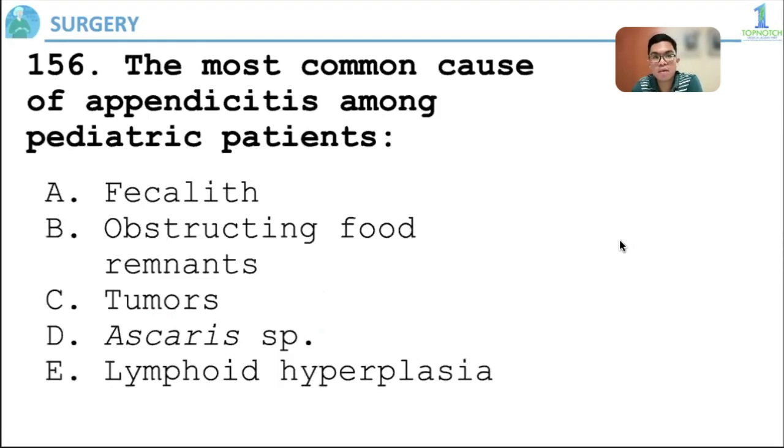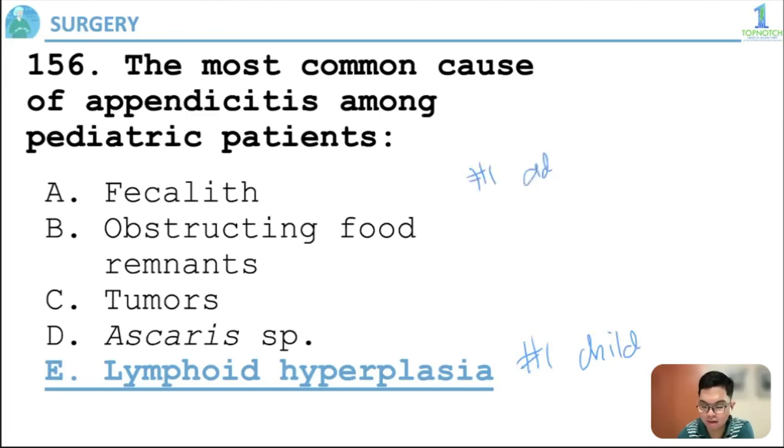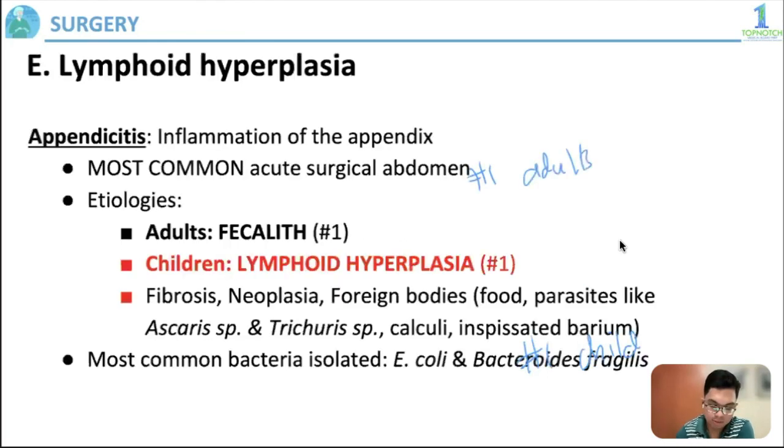So the next most common cause of appendicitis in children is lymphoid hyperplasia. So ito ang number 1 sa child. Fecaliths naman ang number 1 sa adults. Okay? So acute appendicitis is the most common surgical abdomen. So causes: fecalith is number 1 in adults, while in children, lymphoid hyperplasia naman yung number 1.